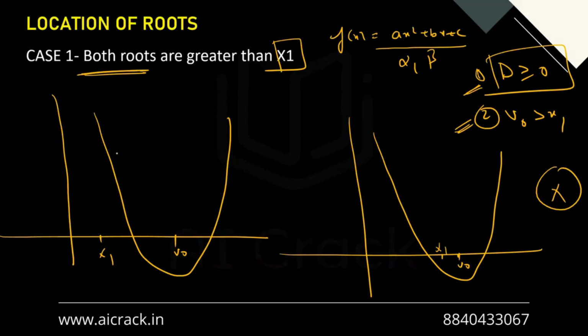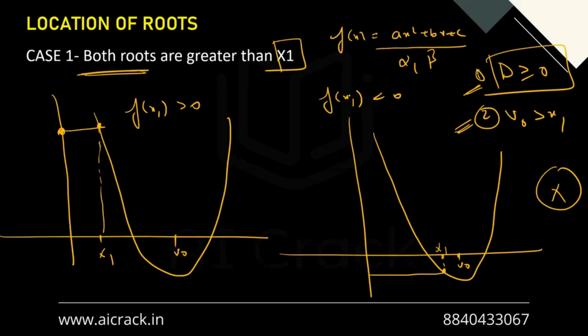Now, what is the major mathematical difference between these two graphs? In this case, if we take f of x1, that would come out to be positive. In this case, if we take f of x1, that would come out to be negative. How? This is x1, so this function would take a value somewhere over here, that is positive. In this case, it would take a value somewhere over here, that is negative, right? So that is the major mathematical difference between these two graphs, right?